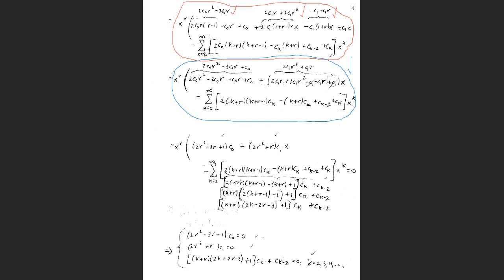Okay. So now we're here, and this is just algebra. So I'm going to combine the 2c sub 0 r squared minus 3 c sub 0 r plus c sub 0, and the 2 c1 r squared plus c1 r. Remember there is an x there. I factor out a c sub 0 over here, and that gets me down to here. And now remember, the differential equation is being set equal to 0.